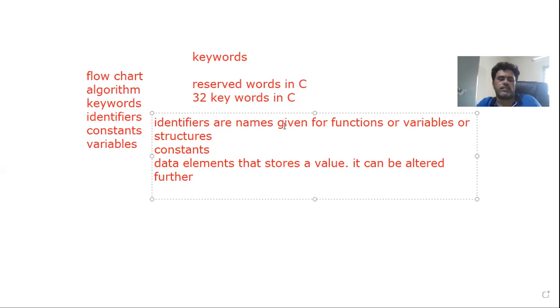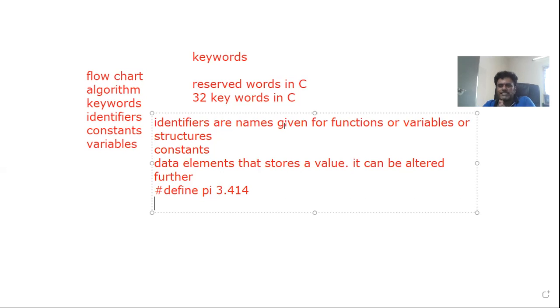So how can you define constants? With the help of the symbol #define. For example, pi 3.414. Here pi is a constant and its value is 3.414, and it is defined. So constants can be defined with the help of the #define preprocessor, which is used to define constants.